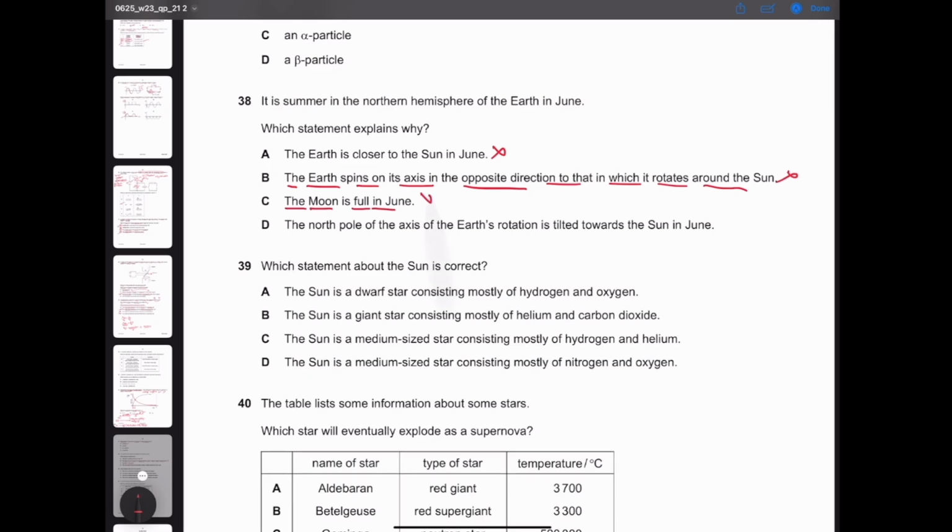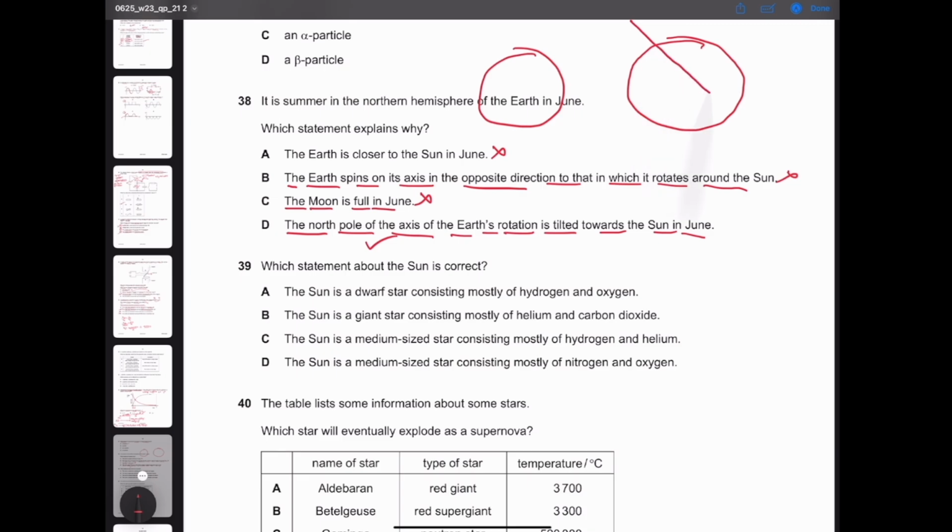The north pole of the axis of the Earth's rotation is tilted towards the sun in June. Now, this is a correct statement. I'll tell you why. This is your Earth, and here you have the sun. So, the north pole is tilted at an angle like this. So, this region receives more sunlight during the day. That is why option D is the correct one.